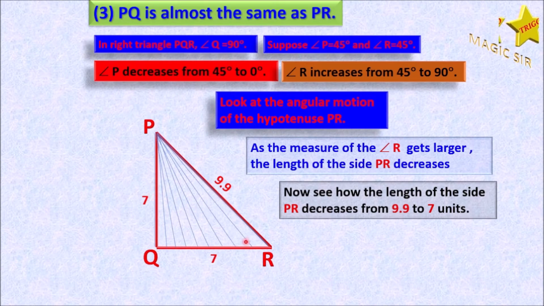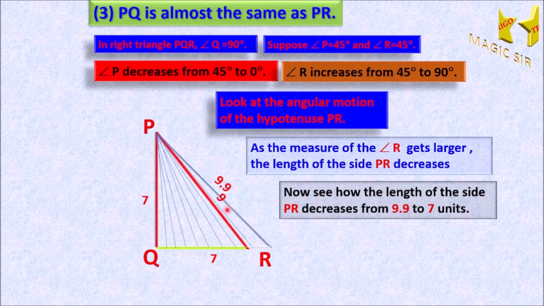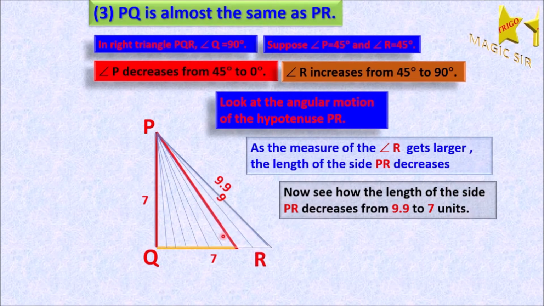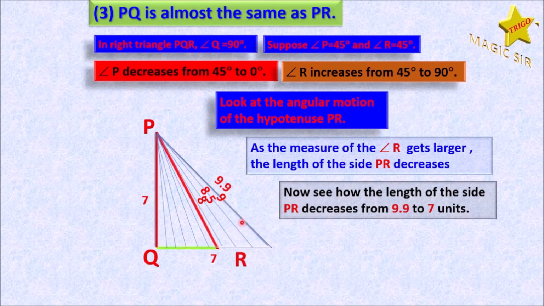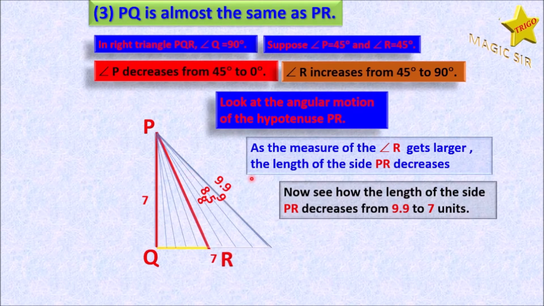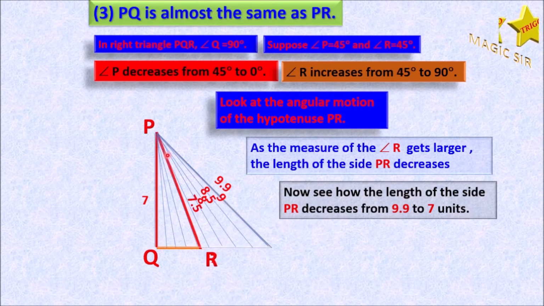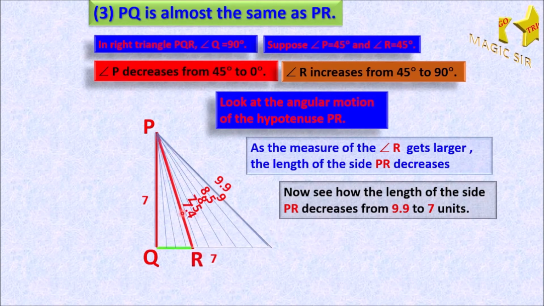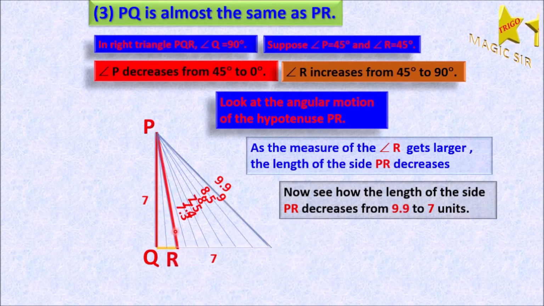Hypotenuse PR decreases. PR is equal to 9.9 units. PR is equal to 9 units. PR is equal to 8.5 units. PR is equal to 8 units. PR is equal to 7.5 units. PR is equal to 7.4 units. PR is equal to 7.3 units. PR is equal to 7.2 units. PR is equal to 7.1 units. And now PR is equal to PQ is equal to 7 units.